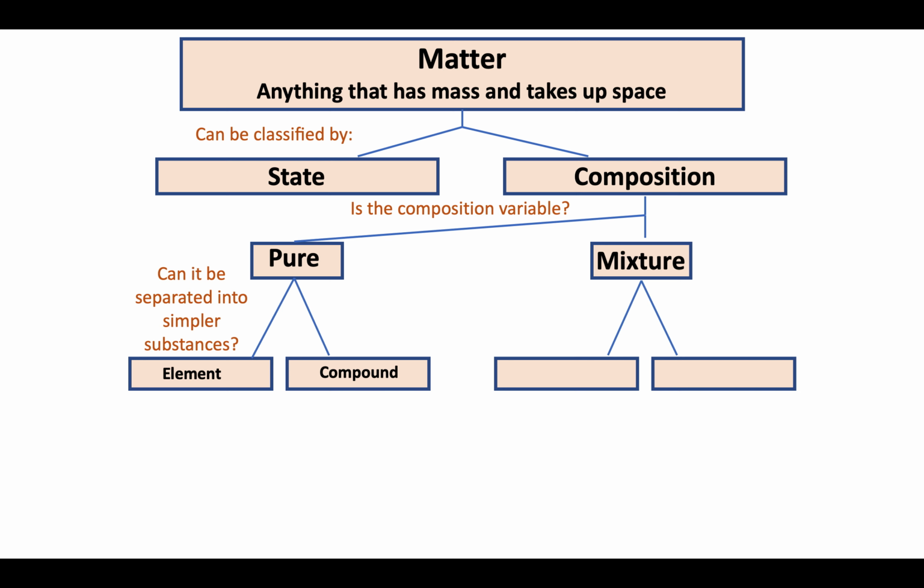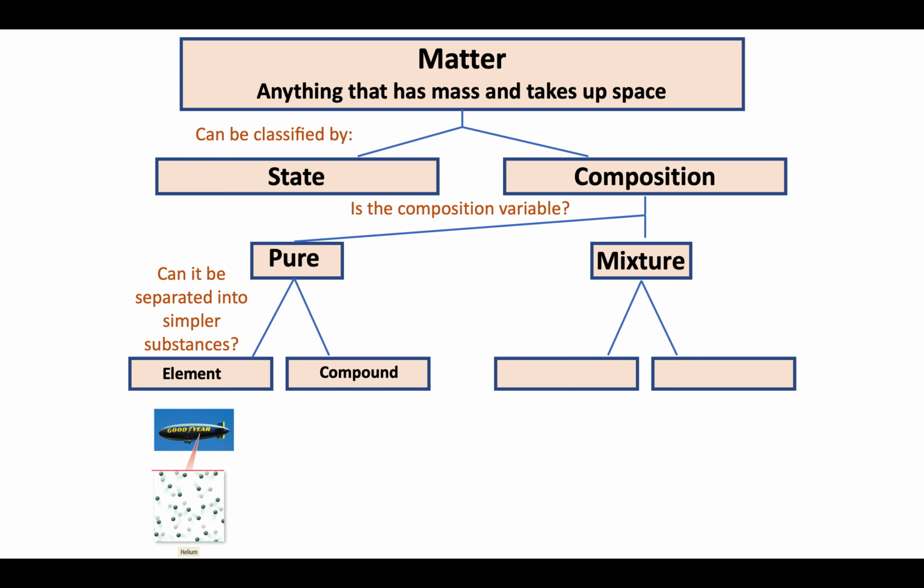So if our answer to that question, can it be separated into simpler substances, is no, then we have what is called an element. If we look at that pure substance and say, yes, it can be simplified further, then we have a compound. So let's delve a little bit more deeply into what that means. An element cannot be broken down further. It is the simplest possible substance while still retaining some recognizable identity of the substance that it is.